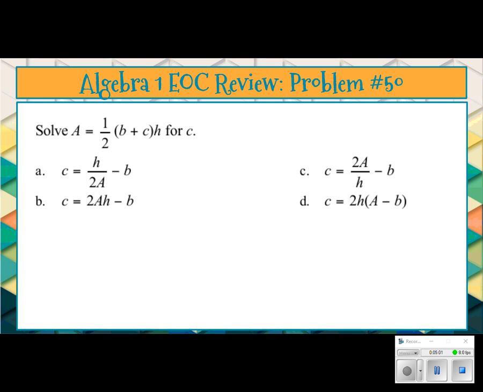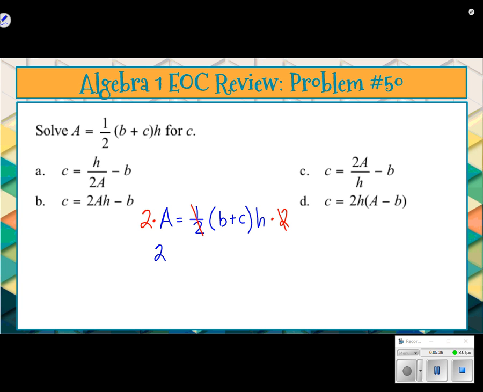Here's problem number 50. All right, we're solving for c. Oh, we got some literal equations here. So how am I going to get rid of that 1/2? I'm going to write this down. How do I get rid of a half? We've been talking about this for a while now. You get rid of a half by multiplying by the reciprocal. So the reciprocal of 1/2 is 2. So I'm going to multiply both sides by 2, or 2/1, but 2. 2 times a half is 1.